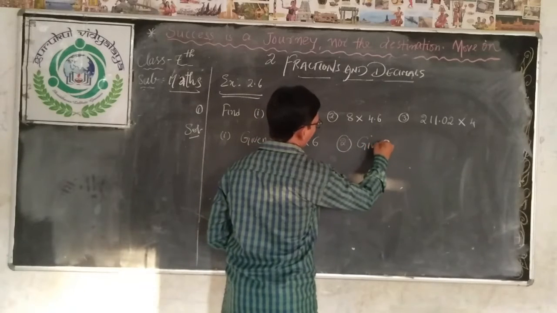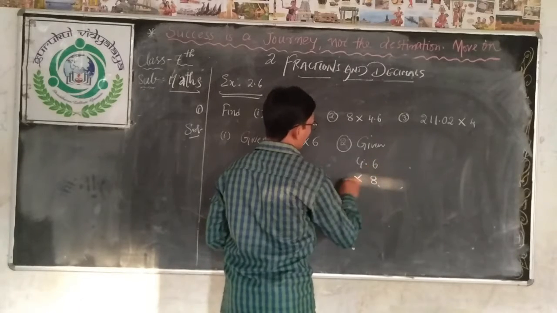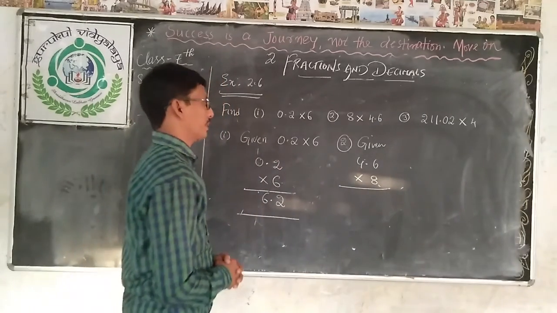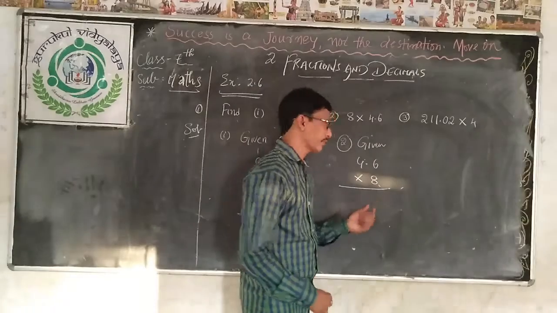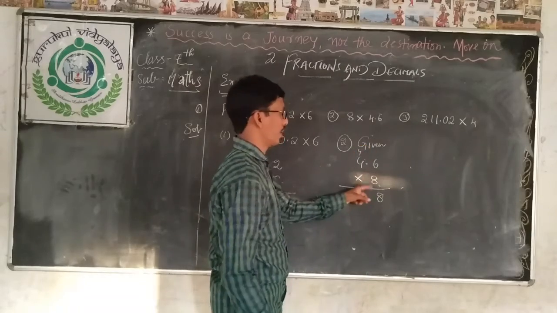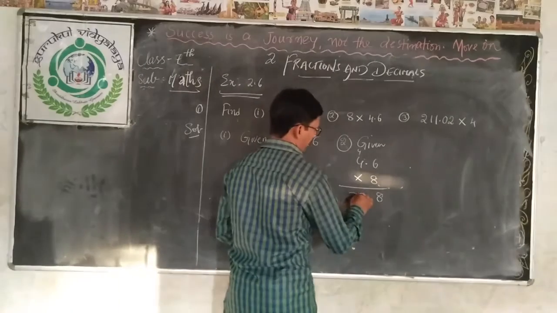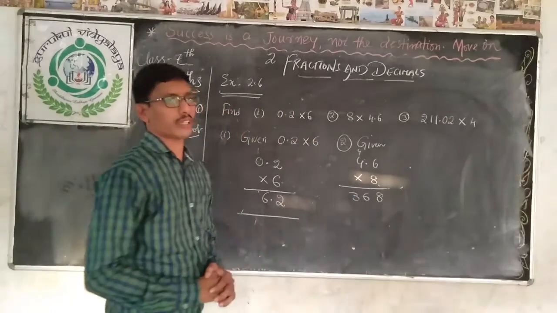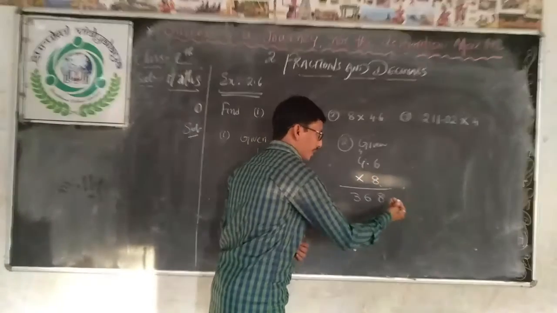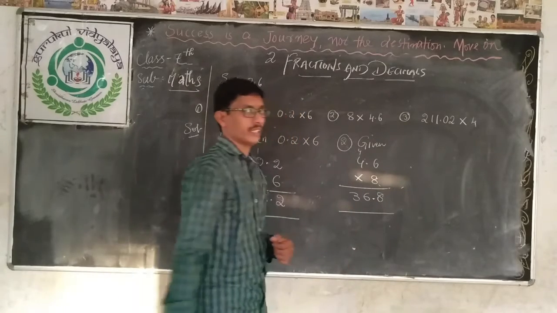Given 4.6 into 8. The decimal number 4.6 is multiplied with the whole number 8. Take the 8 table: 8 6s are 48 and 4 is the carry. 8 4s are 32, 32 plus 4 is 36. Total you get 368. Now we are going to place the point. In this also only one digit after the point is there, so from right to left, keep one digit after the point. Now what is the answer? 36.8.